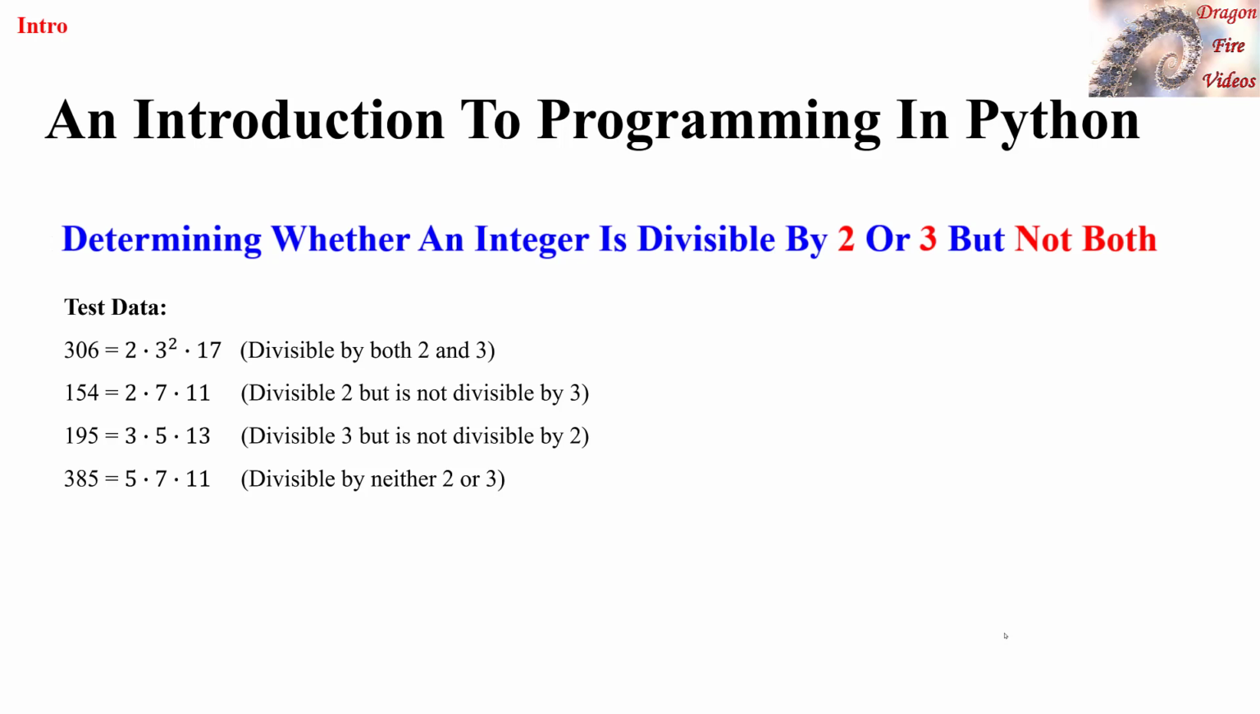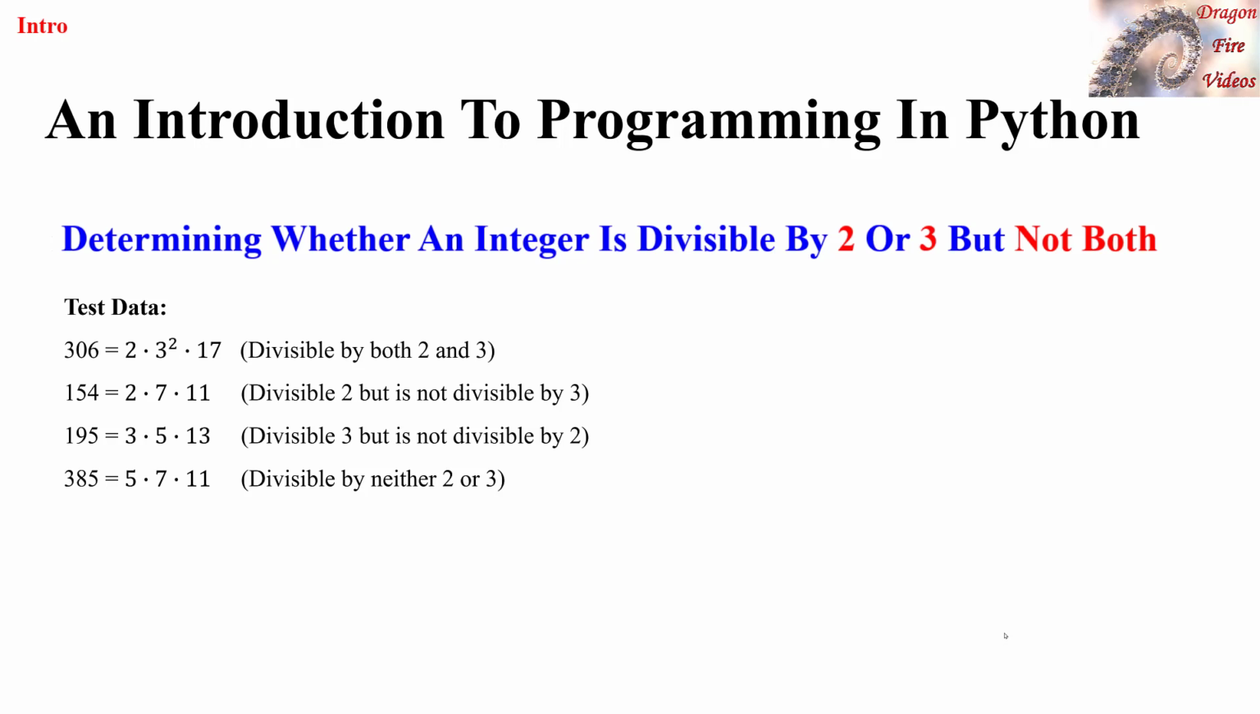For this video, we will run our sample programs on the following test data. 306, which we see is divisible by both 2 and 3. 154, which is divisible by 2 but not 3, 195, which is divisible by 3 and not 2, and then 385, which is divisible by neither 2 nor 3. I'm showing the factorization here so that we can ascertain the veracity of our sample code results.